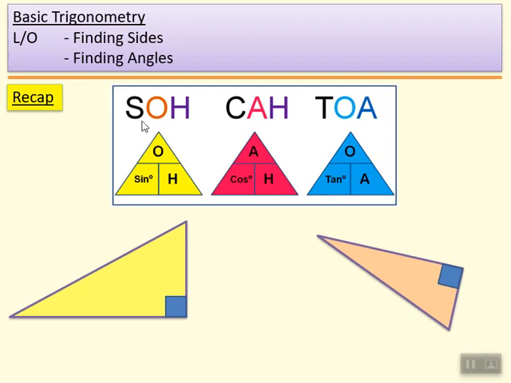So first of all, SOH. Now let's go through each one by one. So S stands for sine, or we abbreviate to SIN or sin, but it's pronounced sine. O stands for opposite, and the H stands for hypotenuse, and we'll get to that in a second.